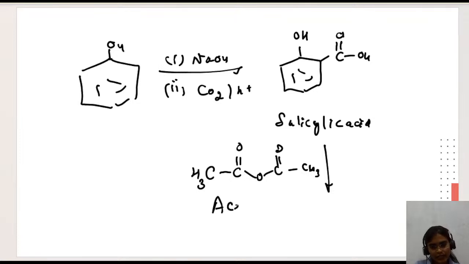So it's acetic. I hope you know why the name is acetic, because this group is present there. And why is the name anhydride? Because this is present here. So it's an anhydride. Okay, anyway, so what will be the next step? For this one, I'm moving to the next slide.